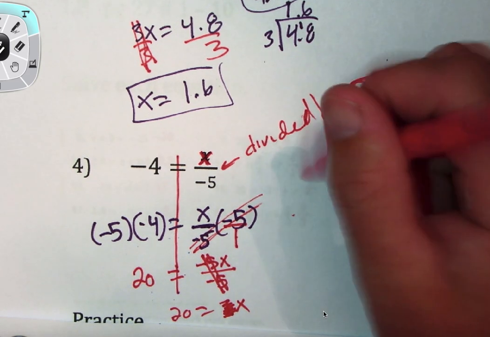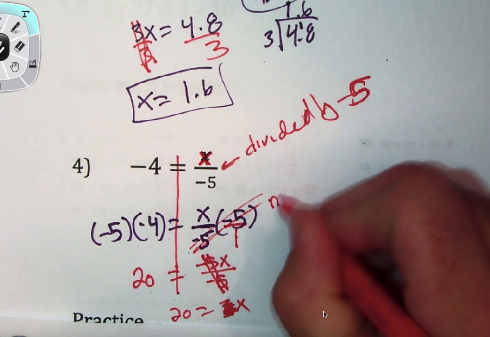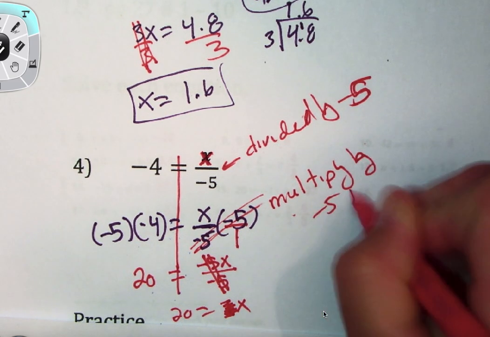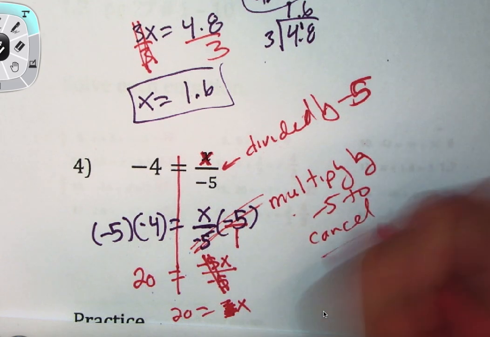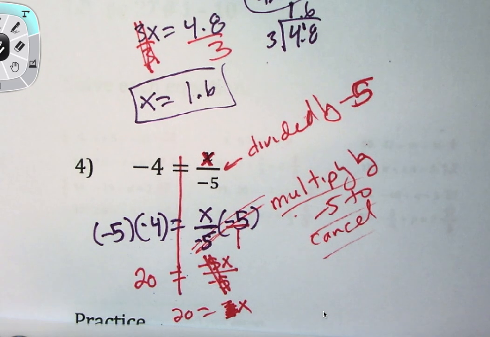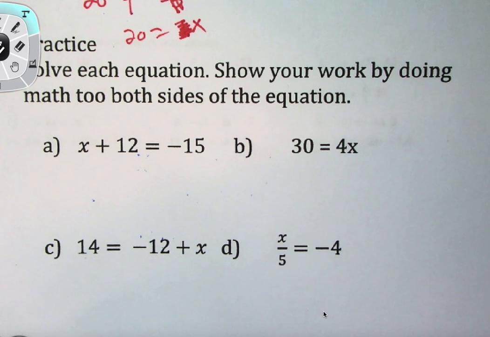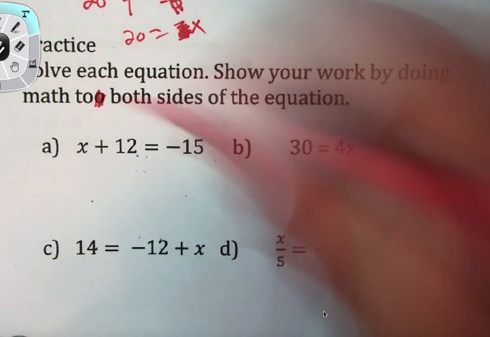So that is how, just want to put that note down. So we're going to multiply by -5 to cancel out divide by -5. Sweet. So if you were in class live, you would be taking a moment or two to just solve each equation, show your work by doing math to both sides of the equation.